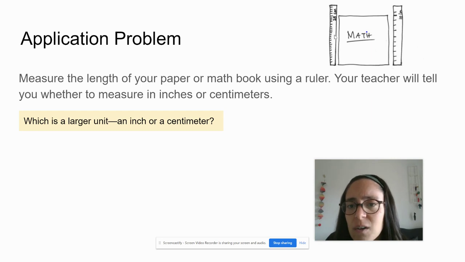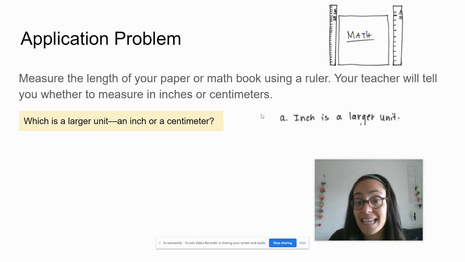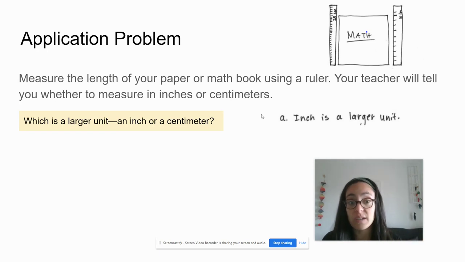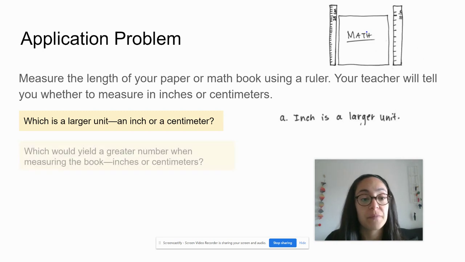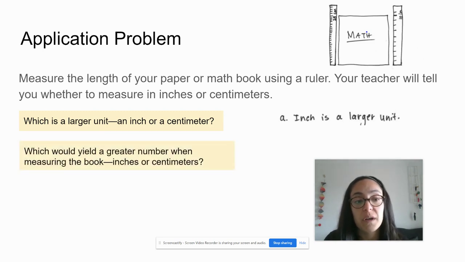Up here, there's a little picture of inches versus centimeters. So if you need a little visual reminder, it's up here. And we know that an inch is a larger unit, so we can measure them with a larger space between each one. And which one would yield a greater number when measuring the book?